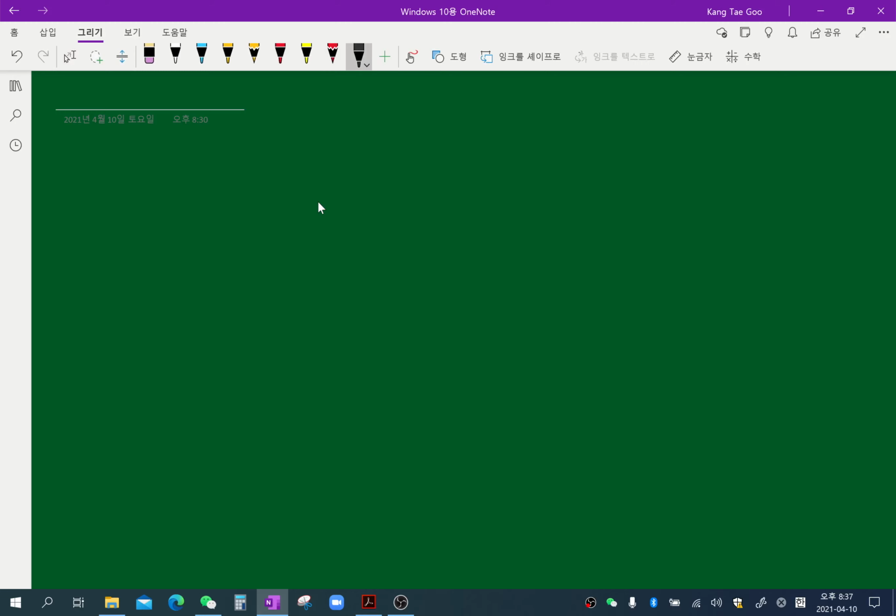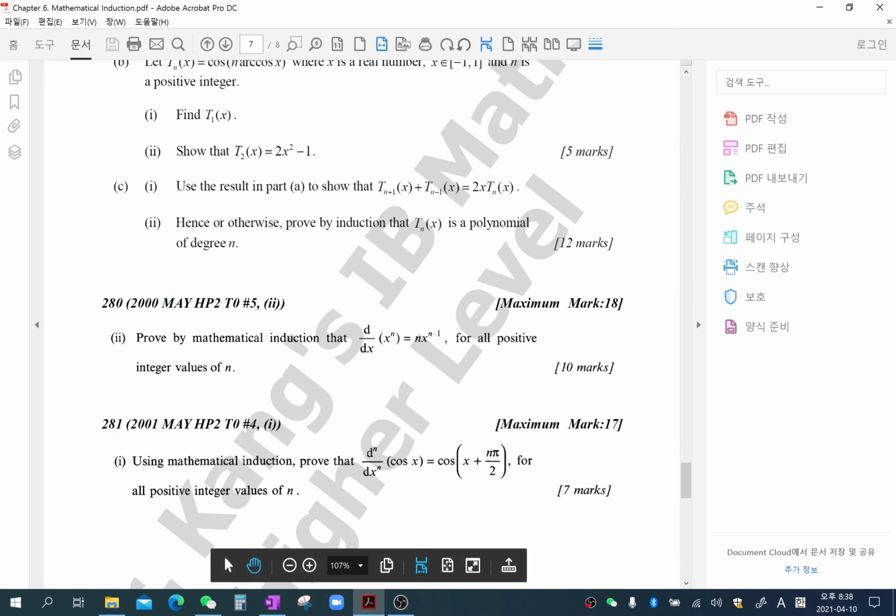So then what I will do is mathematical induction again, about the trigonometry, complex numbers, and derivative things. Today I will show you a few examples of trigonometry mathematical induction questions, complex number mathematical induction questions, and derivative mathematical induction questions. The first example can be from this one.